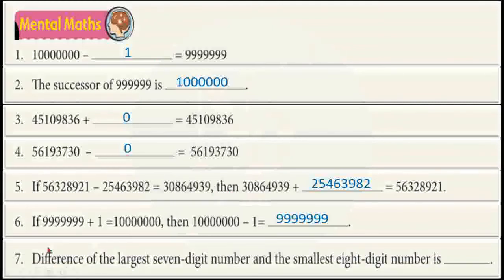And finally question number 7 in mental maths is, the difference of the largest 7-digit number and the smallest 8-digit number is. So we have the largest 7-digit number in the above question, and the smallest 8-digit number also we have here. So if you subtract 99 lakh 99,999 from 1 crore, you will get 1 as the difference. The answer is 1.